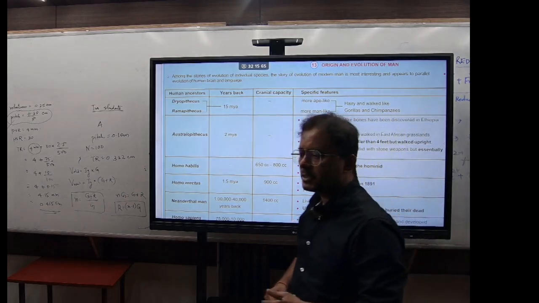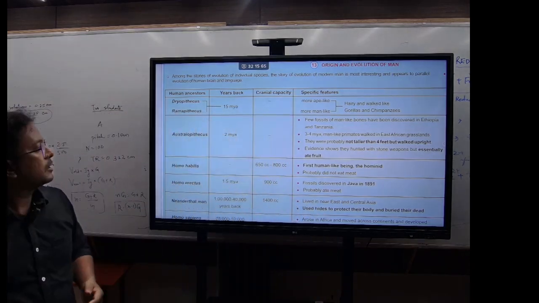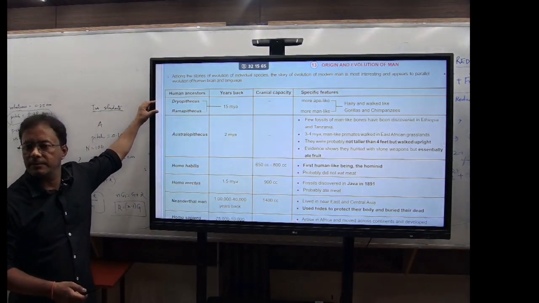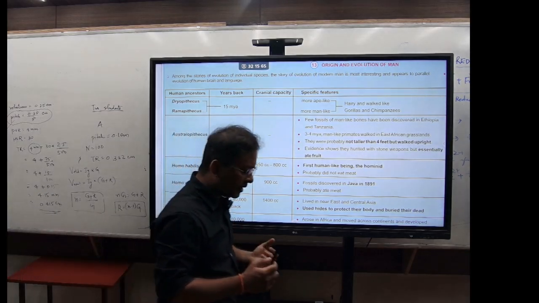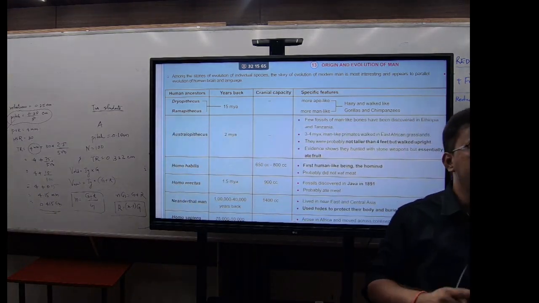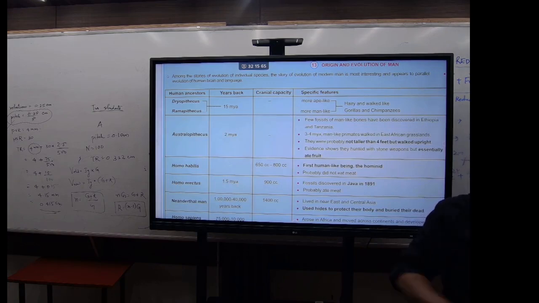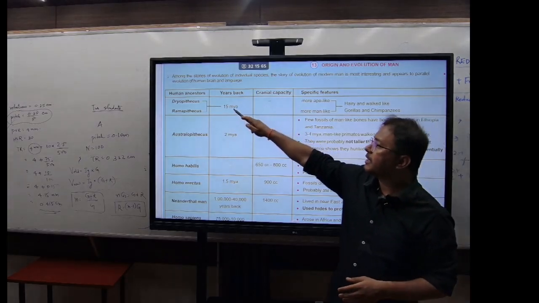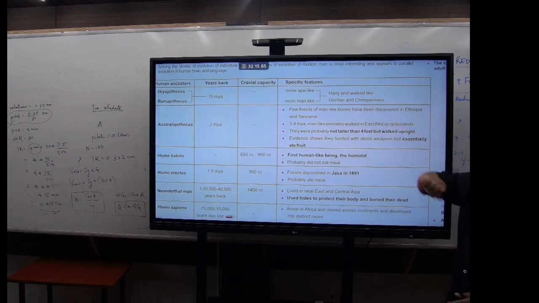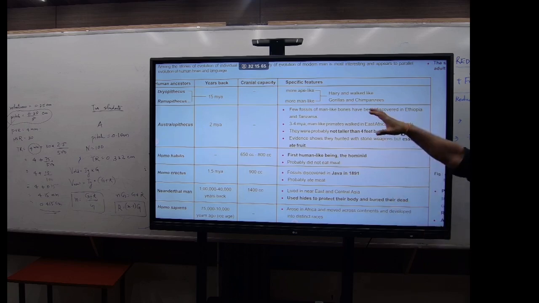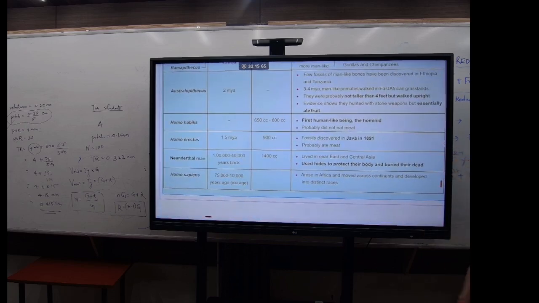Now, the ancestors of all the human species were two ape-like animals, Dryopithecus and Ramapithecus. There were actually three more species, two more are there. One is the Shivapithecus, other one is the Kenyapithecus. There are actually four. But in the textbook, only two of them are mentioned, and they existed around 15 million years ago. They were hairy, and they walked like gorillas and chimpanzees. Dryopithecus was more like ape, and Ramapithecus was more like man. And this Ramapithecus may be the ancestor of all the species.